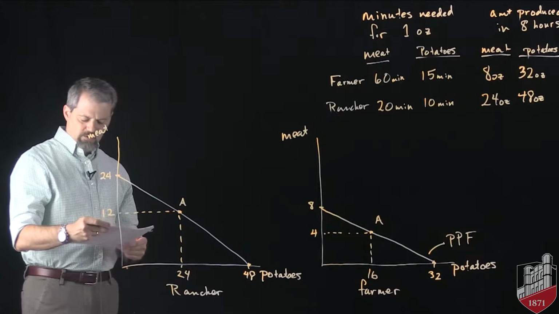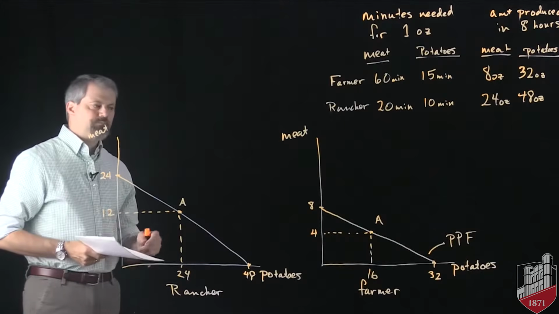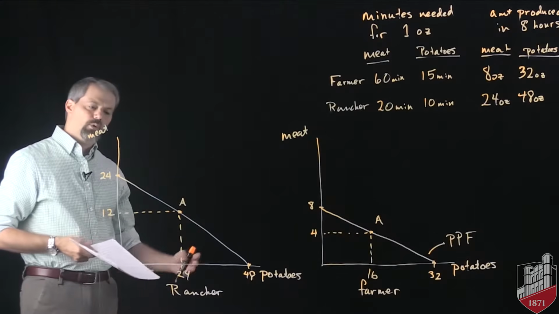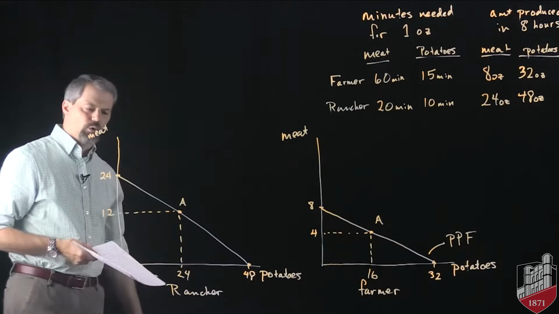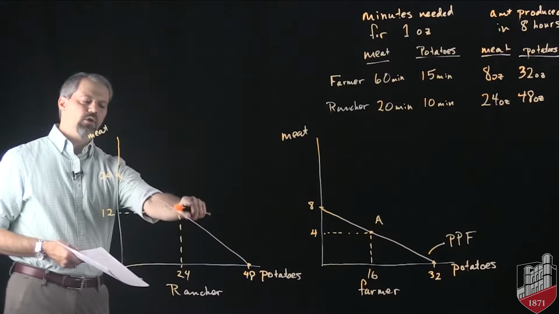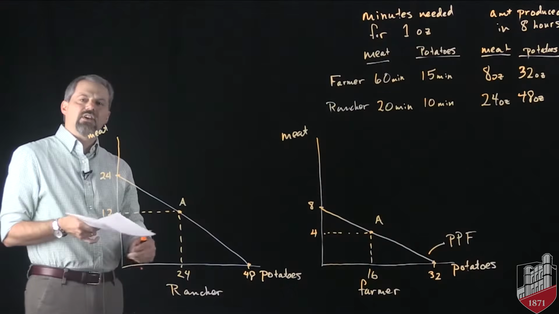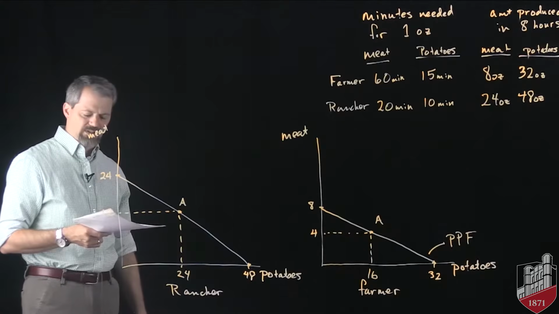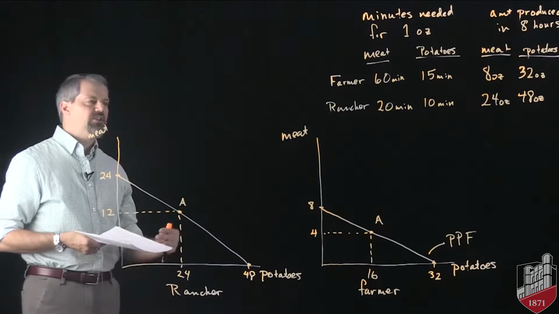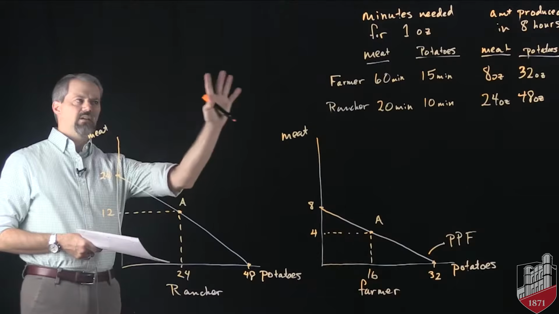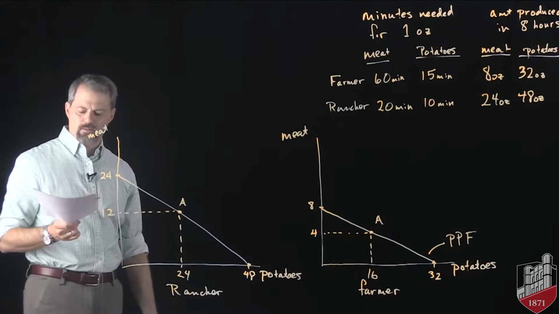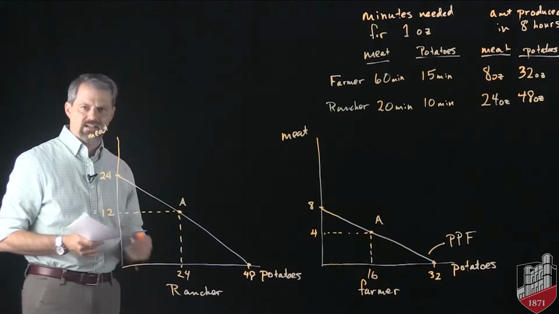What we want to do now is think about what happens when they're allowed to trade. And what we're going to see is that trade is going to allow them to achieve a consumption point outside of their production possibilities frontier. What I need to do is take a break and redraw this and organize it over there. So I'll do that and then be back in a second.